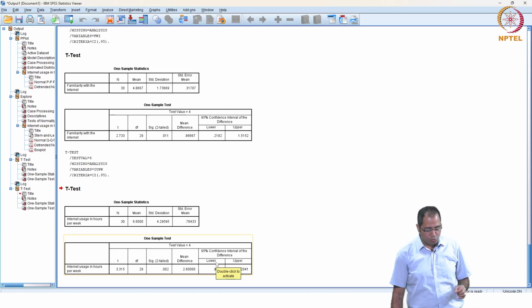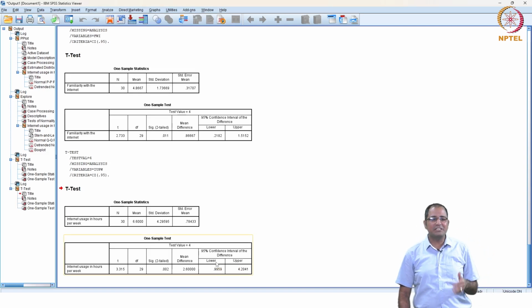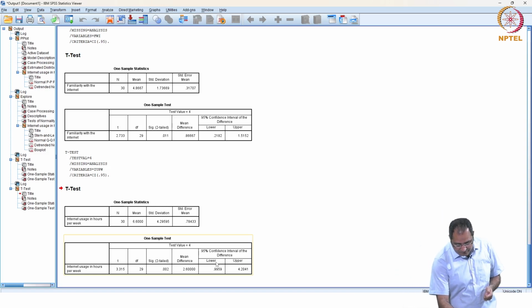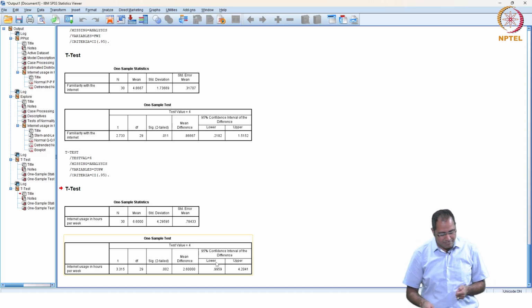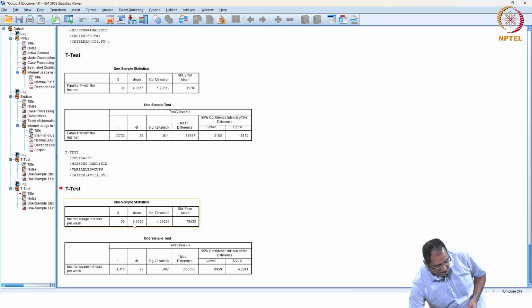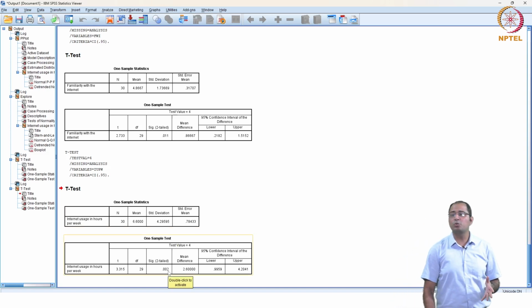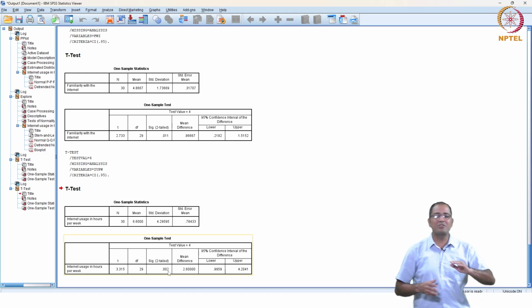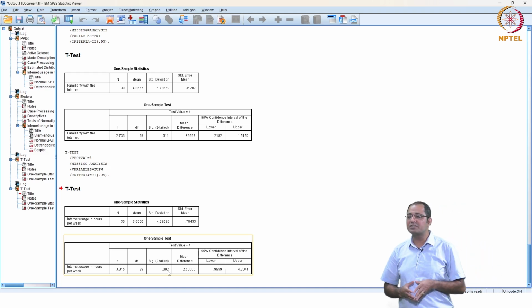This value, significance two-tailed 0.002. What does it mean? Assuming that the population mean would have been 4, what is the likelihood of obtaining a sample with the mean difference of 6.6? Here 6.6, 0.002 it is written. What does it mean? It is very unlikely, less than 0.05, which means you reject the null hypothesis. What was your null hypothesis? That mu is equal to 4.